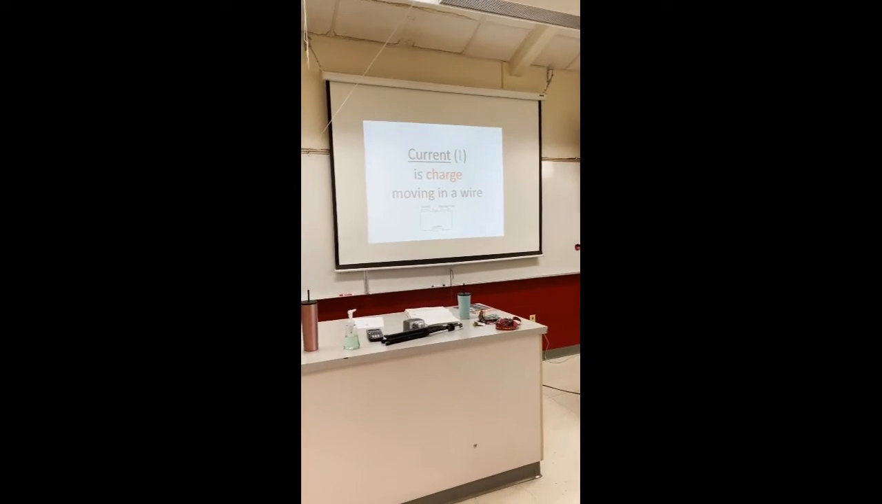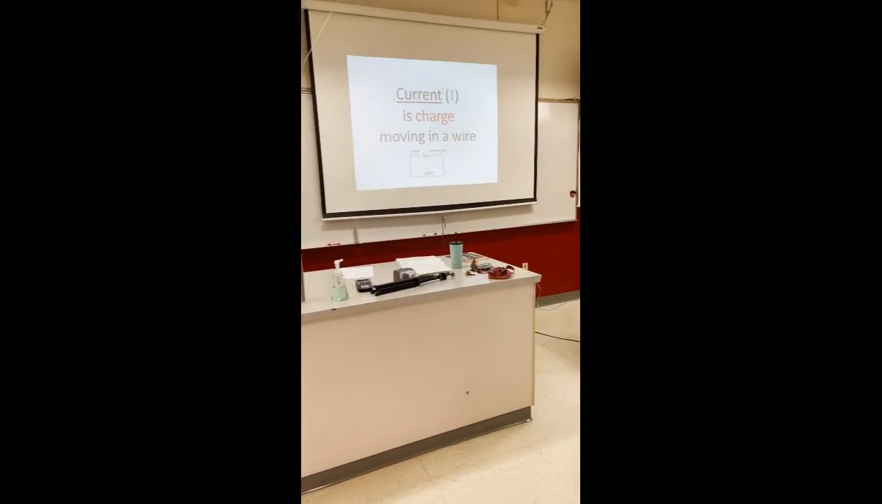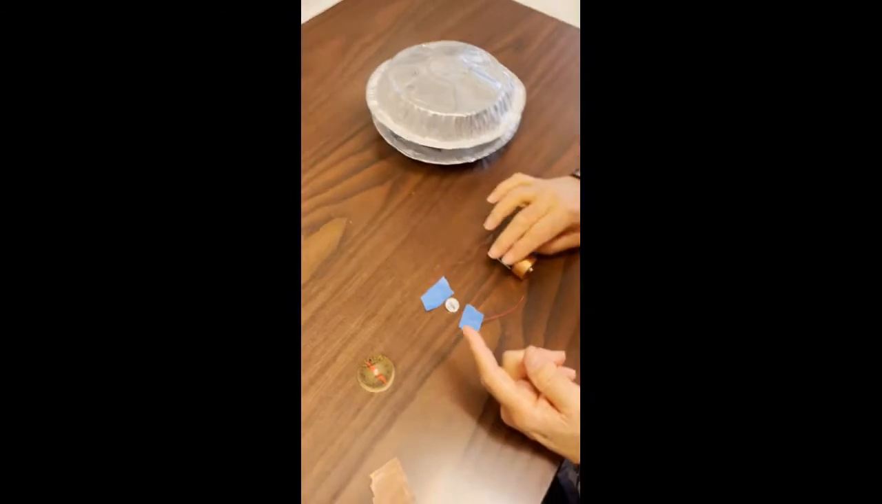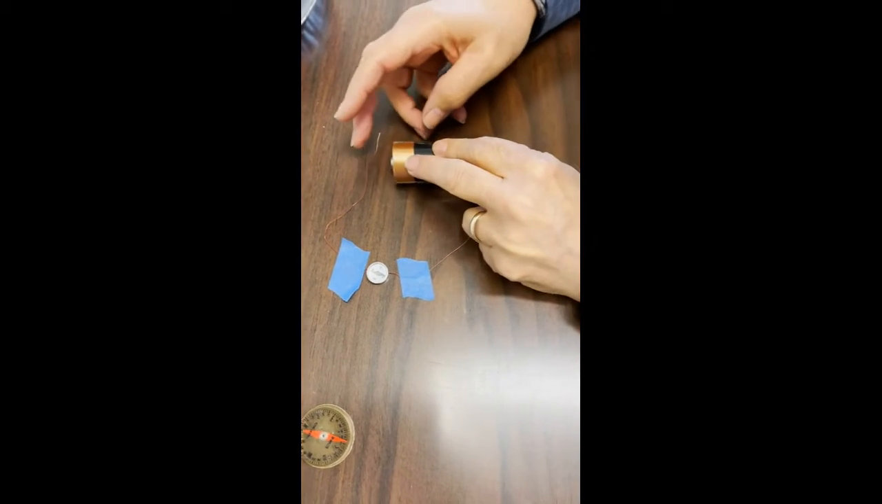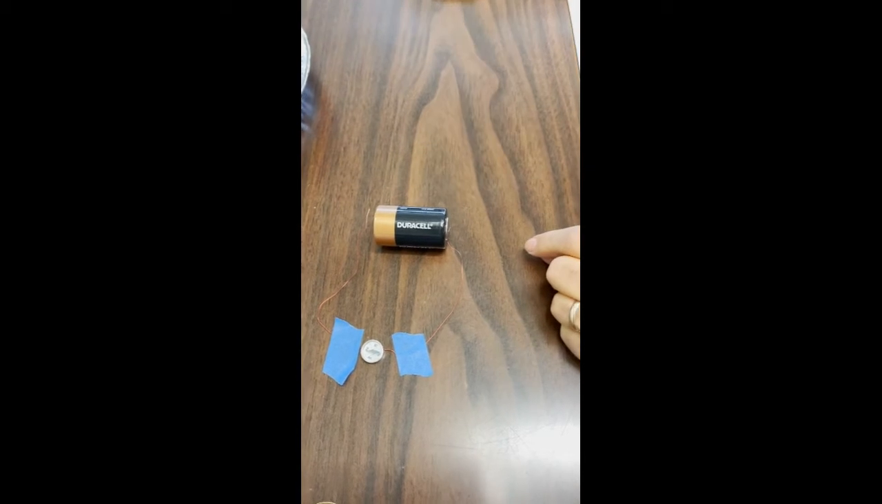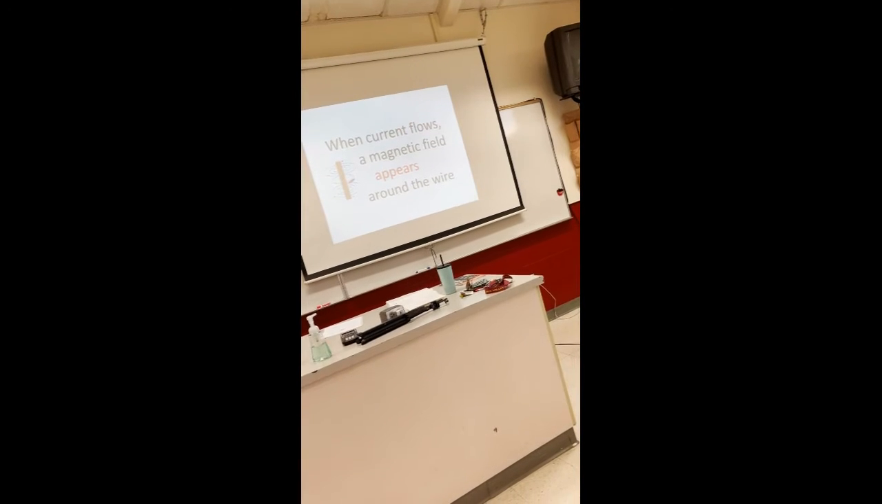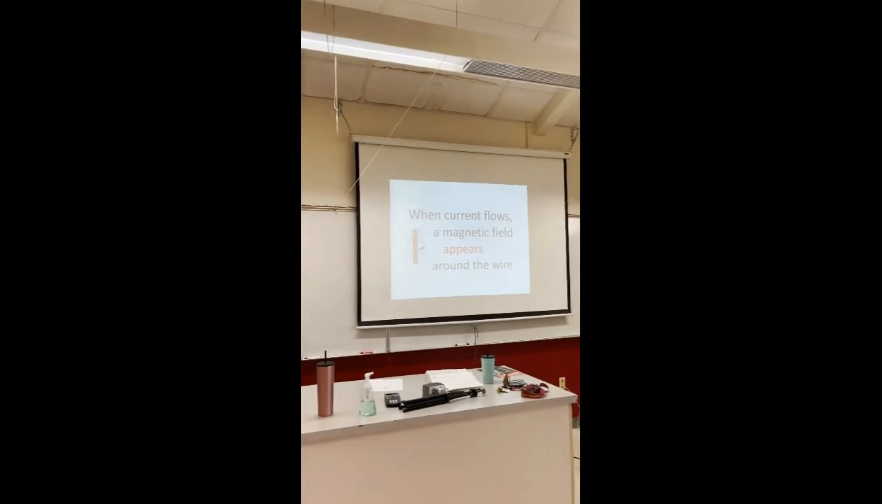Okay, so current is charge moving in a wire, and there are two things going on. You've got the actual electron flow, which goes from the negative to the positive, but then you have conventional current that goes from the positive to the negative. So here, conventional current is going from the positive towards the negative around like this. When current flows, a magnetic field appears around the wire. If the current goes away, there's no field. But notice the shape of the field: it's circular.